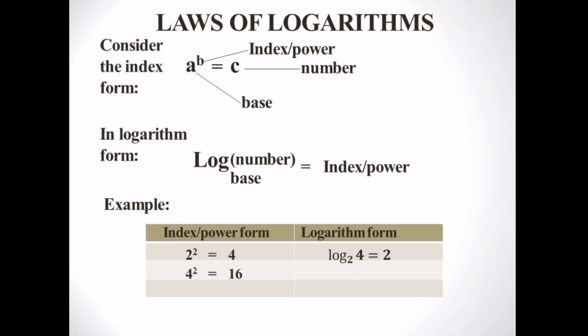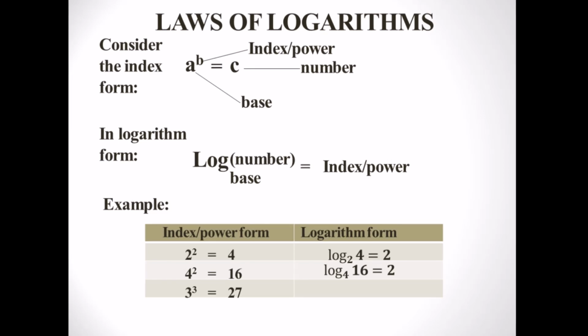Again, if we have 4 raised to the power of 2, this gives us 16. That's the index form. In logarithm form, this is the log of 16 to the base of 4, which gives us 2. If again we have 3 raised to the power of 3, it gives us 27. So in logarithm form, that is the log of 27 to the base 3, which gives us 3. So we can see that there is a very great relationship between logarithms and indices.